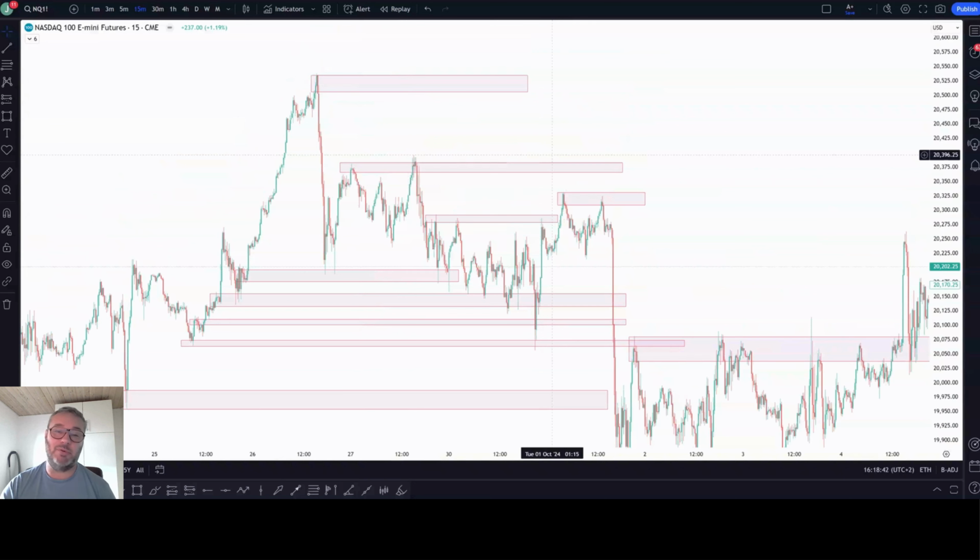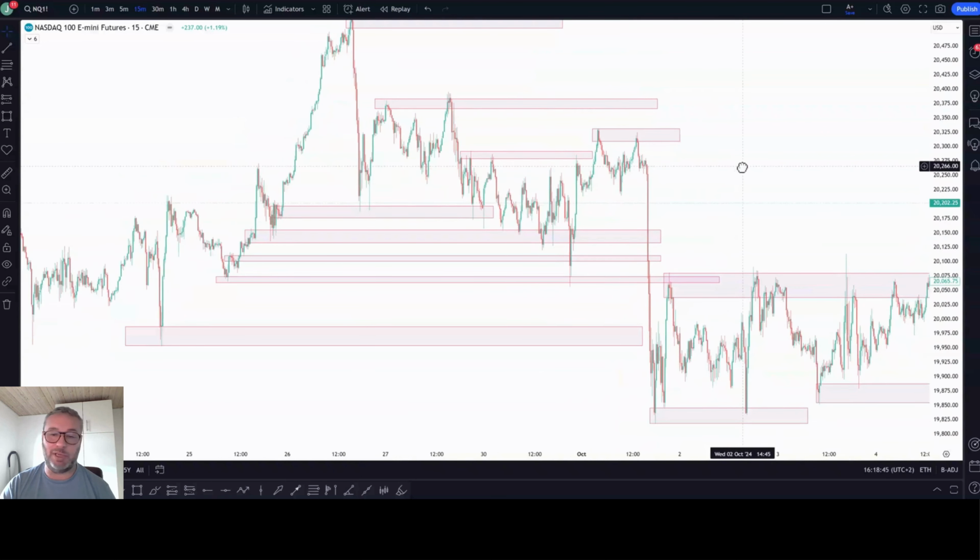This is a very simple way of trading without complicating anything. And NASDAQ is very good at these reactions. It's a very good index to trade this way.